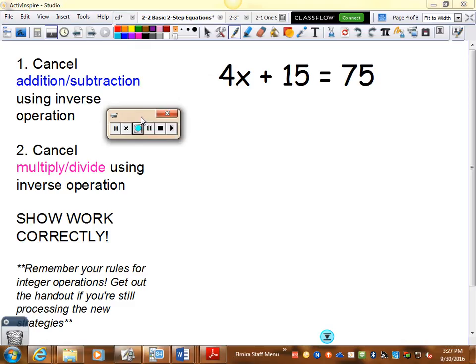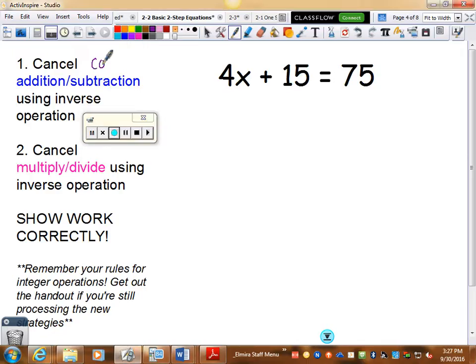Okay, so I said these equations have 2 steps. First, you're going to cancel the number being added or subtracted. And here's where we're looking for our constant. Okay, that's the first thing you're going to go for. Your constant is the number being added or subtracted in the question. Remember I said the equal sign is like the middle of the problem. Even though there's more stuff on the left than there is on the right, the equal is like the middle.